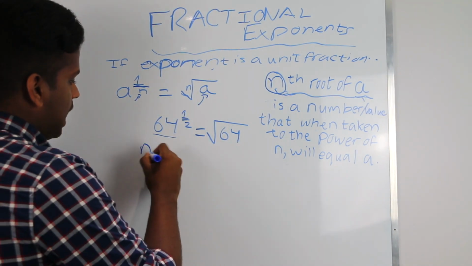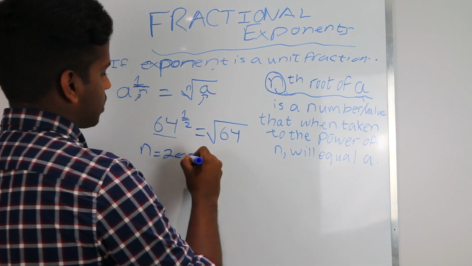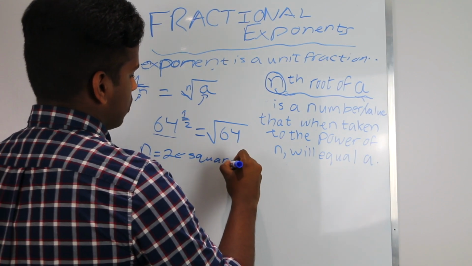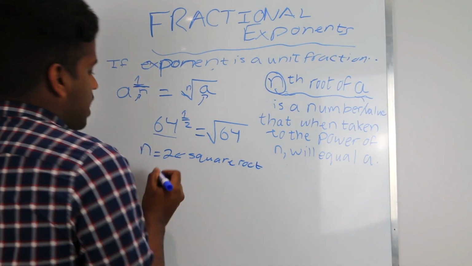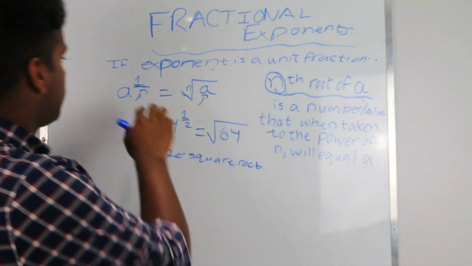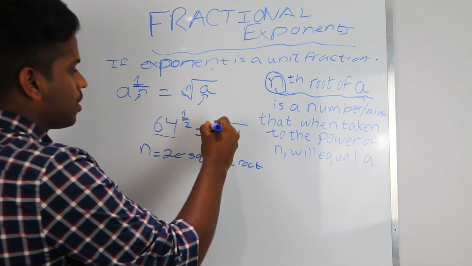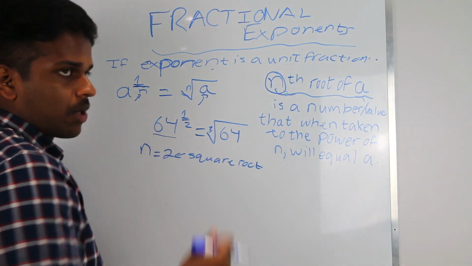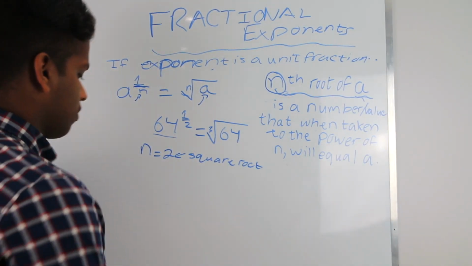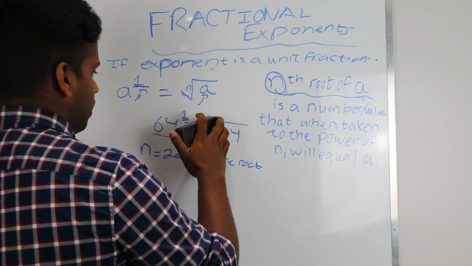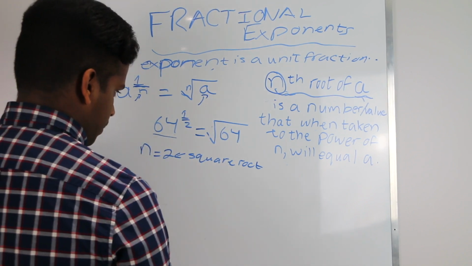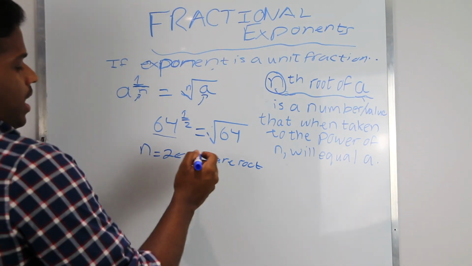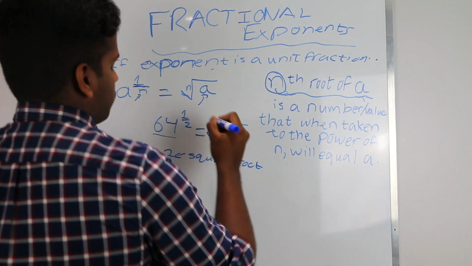By the way, if n equals 2, it's a square root. If n equals 3, we're looking at the cube root. If n equals 5, we're looking at the 5th root of 64. That's how we would say it. So here we're looking at the square root of 64.